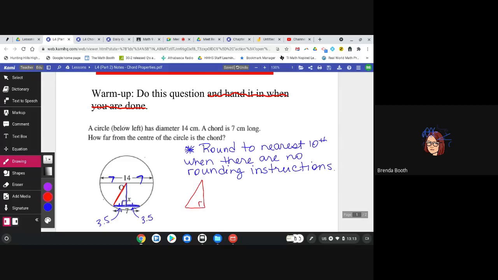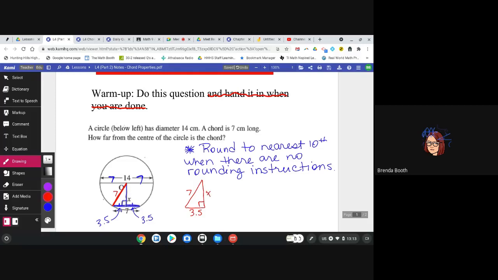but if I take that triangle out of the circle, it just seems easier. I've got the 3.5 here. And remember, this is a radius. The reason it helps us is because we know how long the radius is. The radius is 7. And so now I can do Pythagorean theorem because I know 2 of the sides.